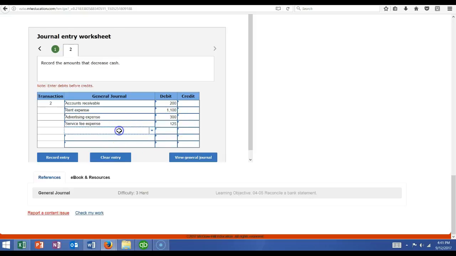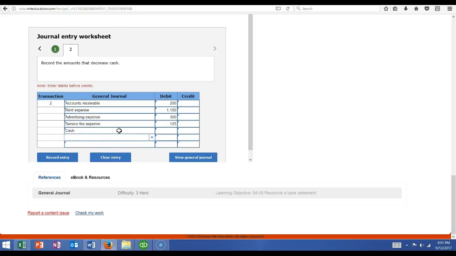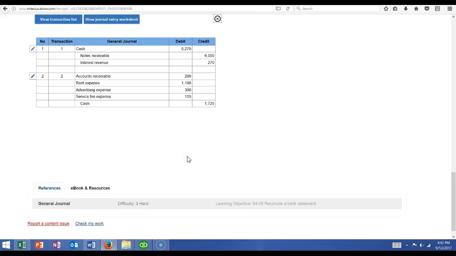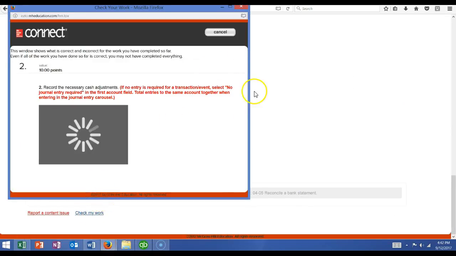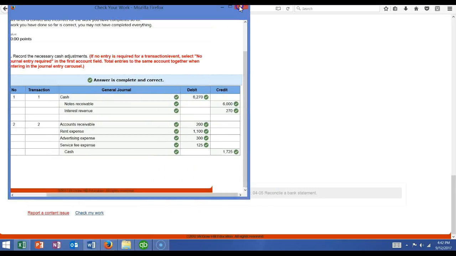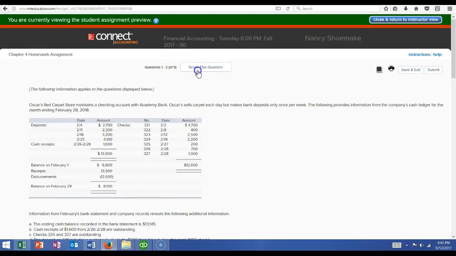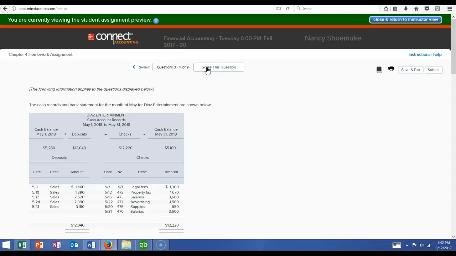And we should be able to do a credit for cash for $1,725. So there you have it. You can check your work. This completes the first problem for the homework. You can then go up and score it and move on to another problem.